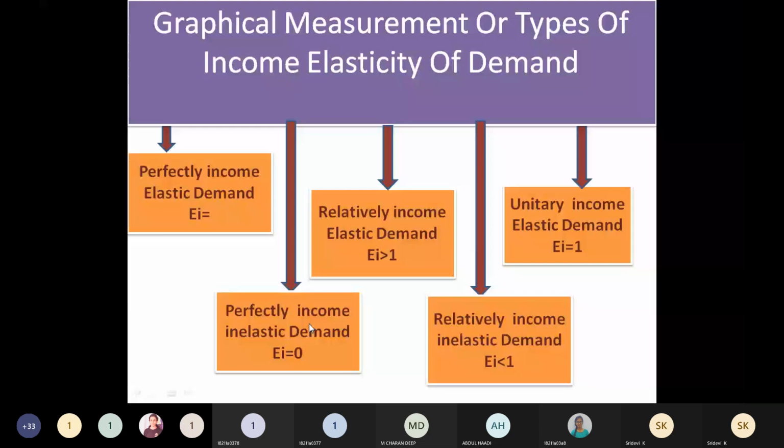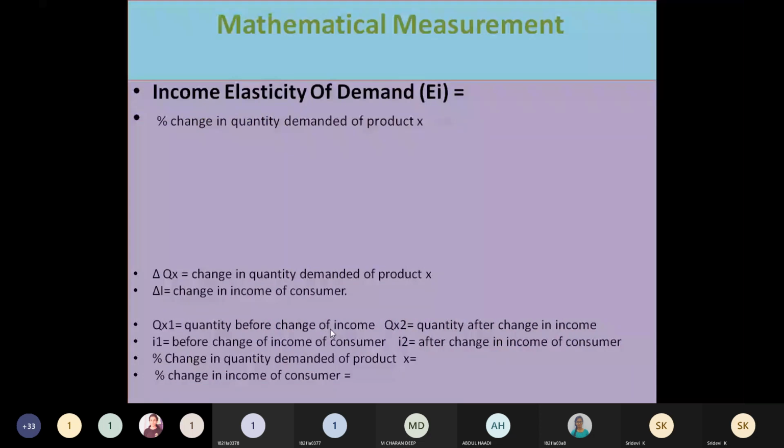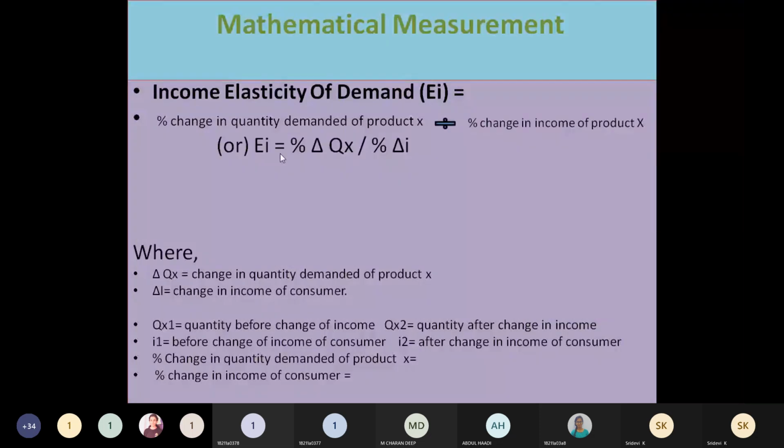Okay, for mathematical measurement, you are going to use this formula, but instead of price, you change the denominator. See here, you are identifying the percentage change in income, not of product X, but income of the consumer. So this you convert into the equation: EI is equal to percentage change in QX divided by percentage change in I. Instead of P, we are taking I. That change you are observing now.